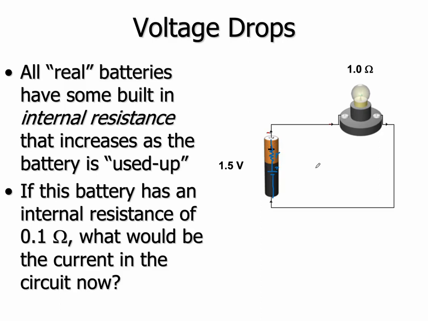Why do batteries go dead? The current in the circuit gets smaller and smaller as the internal resistance builds up. So in this case, the current in the circuit now would be smaller than before. It's still a 1.5 volt battery, but now the resistance of our circuit is actually 1 plus 0.1 due to that internal resistance. And so the current in the circuit gets smaller, which means my light bulb gets dimmer.